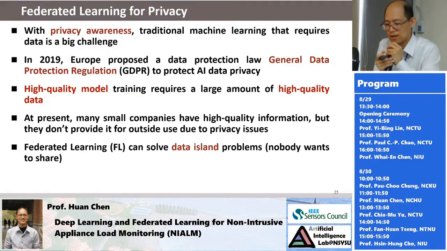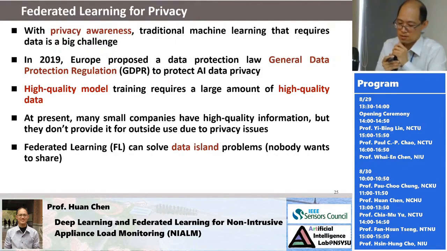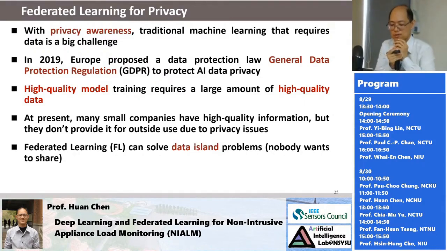However, high quality model training requires a large amount of high quality data. If they don't want to share, how can you get good data? Without good quality data, you cannot get a good quality model. At present, many small companies have good quality information in practice, but they don't want to provide it outside due to the privacy issue. To mitigate this problem, federated learning comes in, and it can solve the so-called data island problem, which means that nobody wants to share the data, so you cannot have a good training.